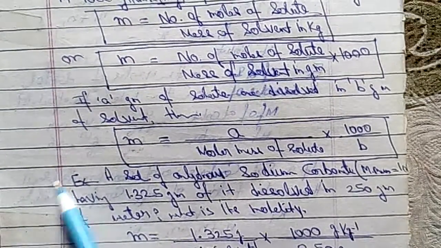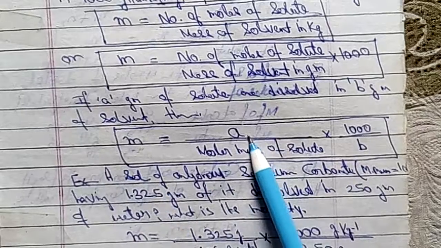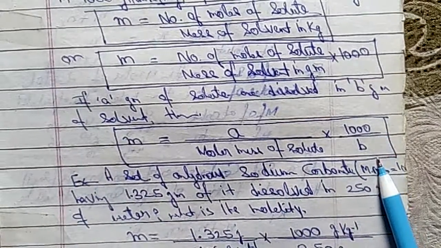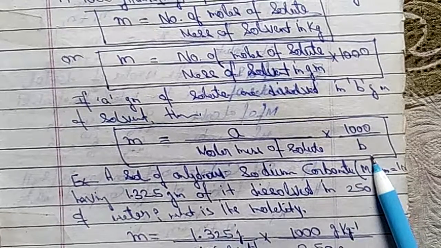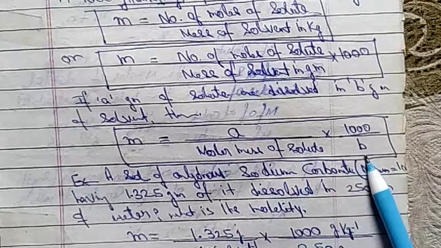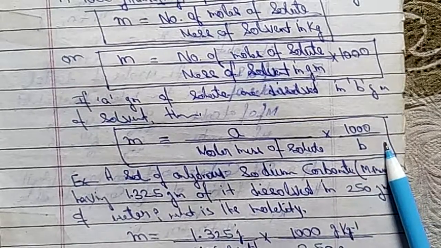The formula we even know: molality equals given mass of solute by molecular mass of solute into 1000 by mass of solvent. So in place of B it will be mass of solvent in gram. If we are using 1000 above, we will take the mass of solvent in gram.